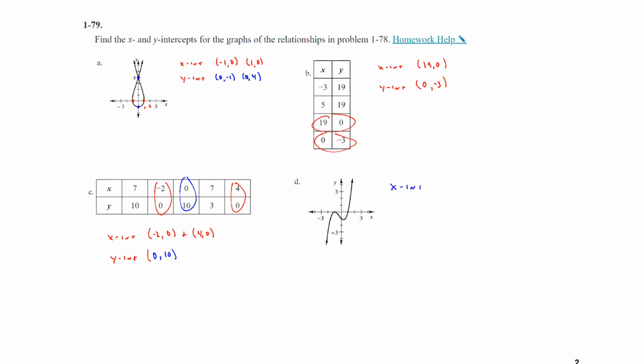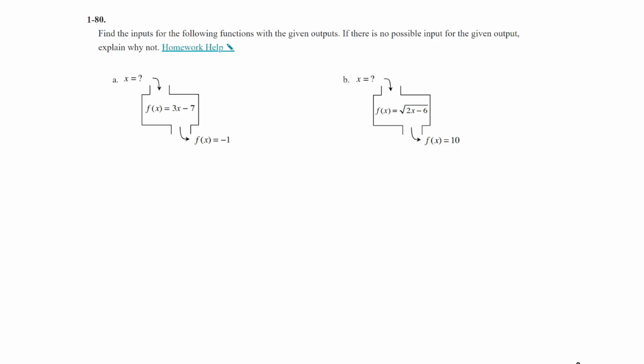On part D, x-intercept, looks like we have one at -1, 0, and another one at 1, 0. And then the y-intercept, looks like there's one below the x-axis at 0, -1. So once again, x-intercepts is where the graph is crossing or touching the x-axis, and y-intercepts is where the graph is touching or crossing the y-axis.